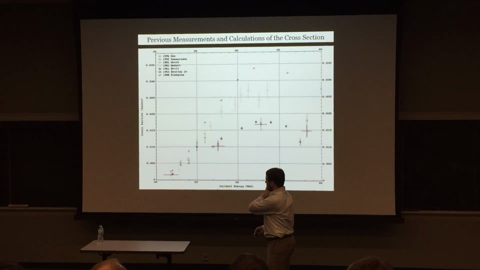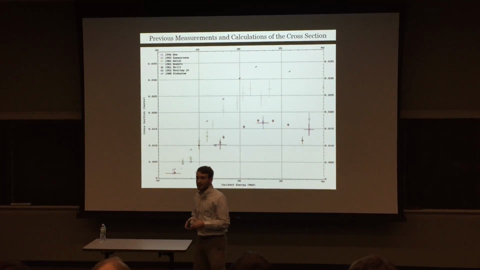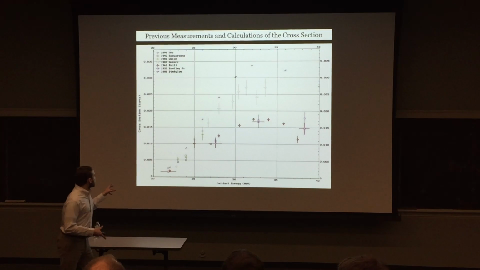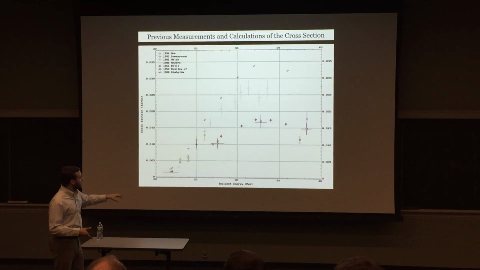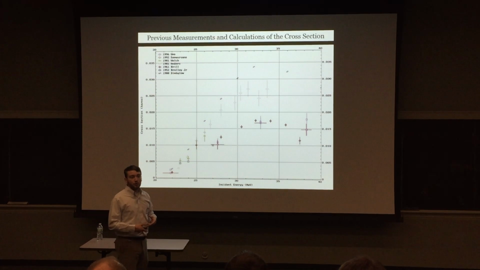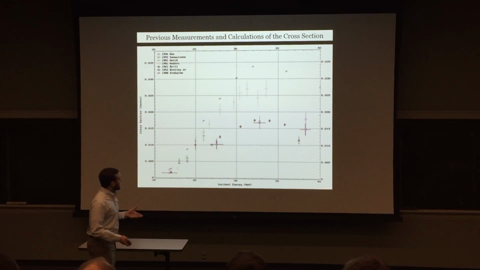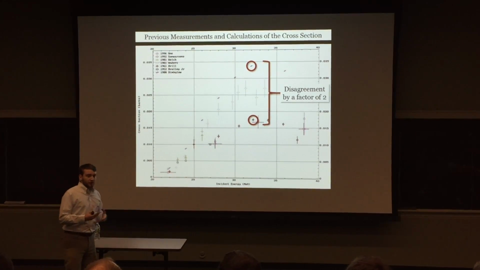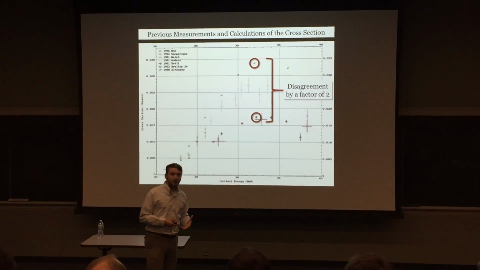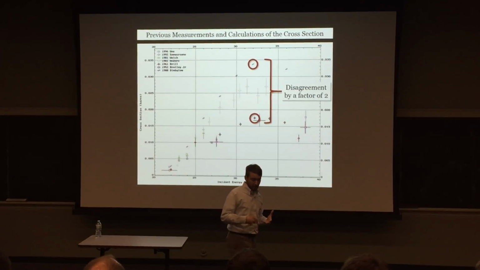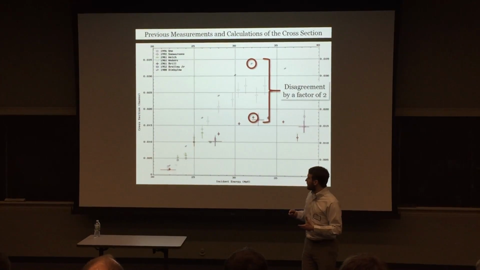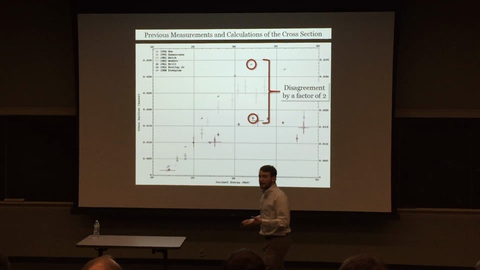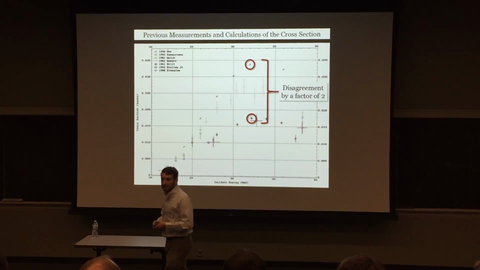Now, this is a plot of the previous measurements and calculations for the carbon-12 N2N carbon-11 cross-section, with the cross-section on the y-axis as a function of the energy of incident neutrons. Now, one problem that we face here is that in the region of interest, there's disagreement by up to a factor of 2 between the different measurements. So we needed to make a measurement of the carbon-12 N2N carbon-11 cross-section that was better than these current measurements in order to use our diagnostic technique. We began that process with an experiment at Ohio University.